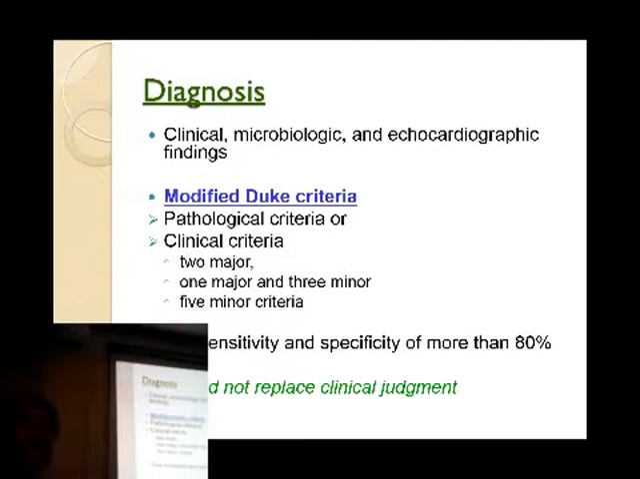And this modified Duke criteria, which combines clinical, microbiological and echocardiography findings, has a sensitivity and specificity of diagnosing infective endocarditis in more than 80% of people. And the point we have to remember is, even though the Duke criteria helps us to diagnose this more sensitively and specifically, the clinical judgment always overrides. If you are suspecting, you have to treat it as infective endocarditis on the clinical basis.